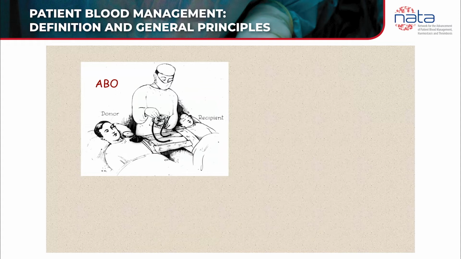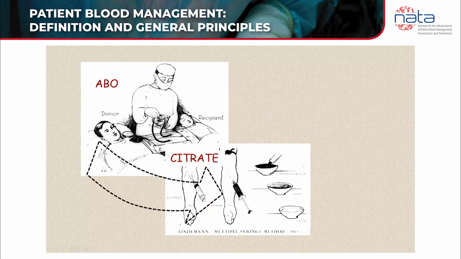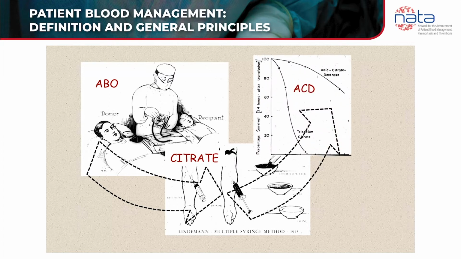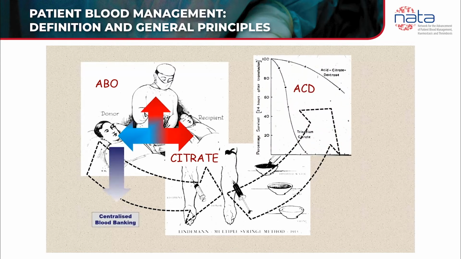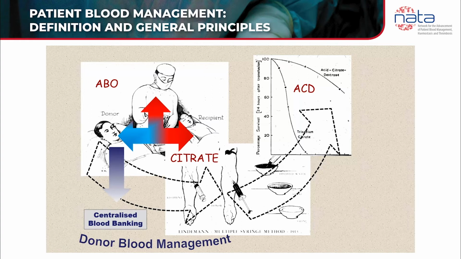When blood groups are discovered, we have the clinician being responsible for both the donor and the recipient. And it was not until the development of the ability to anticoagulate blood and preserve blood that we get the development of centralised blood banking and donor blood management, with the clinician still remaining responsible for the patient.